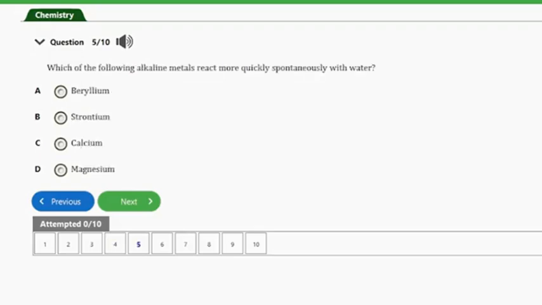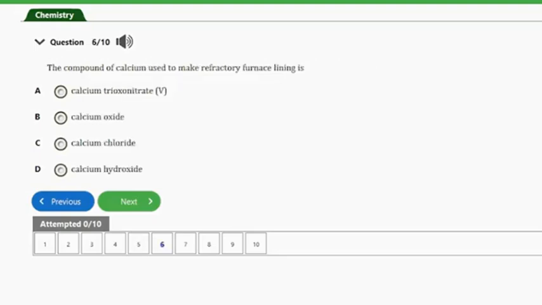So let's quickly look at the next question. Question number 5 here. The question says, which of the following alkaline earth metals reacts most quickly and spontaneously with water? We have beryllium, option A. We have strontium as option B. We have calcium as option C, and we have magnesium as option D. So guys, the answer to this question will be option C. Calcium reacts more readily with water than the others here. So let's quickly look at the next question.